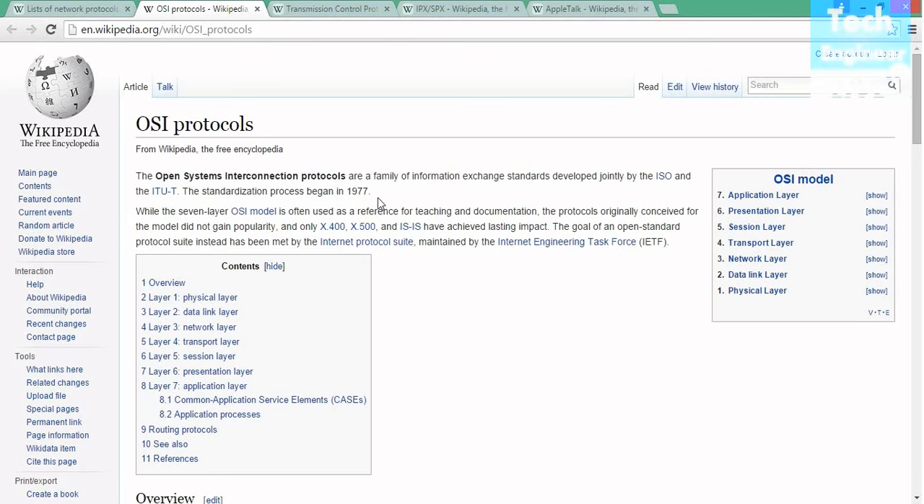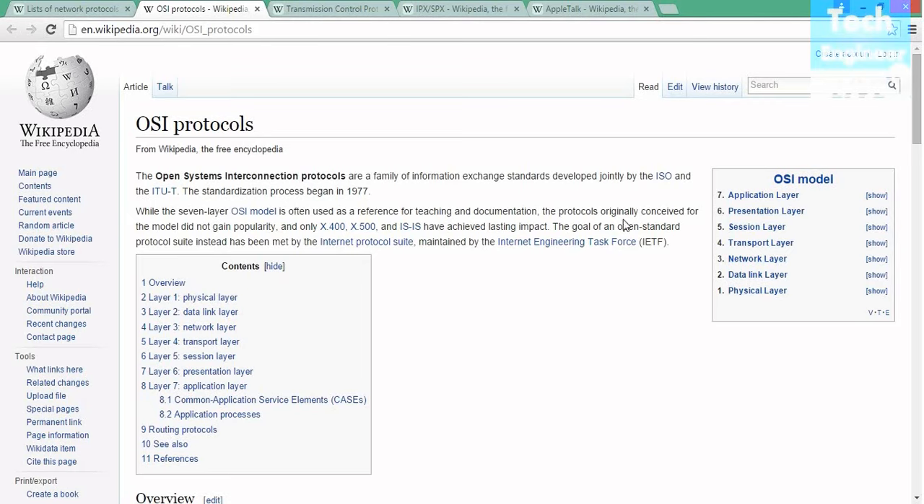How is it going to talk? It needs the application, presentation, session layer, transport layer, network layer, data link layer, and physical layer. All these layers have their own work. So it's a reference for teaching and documentation.